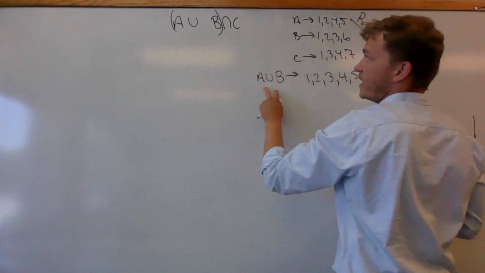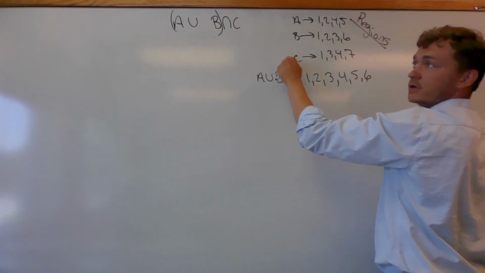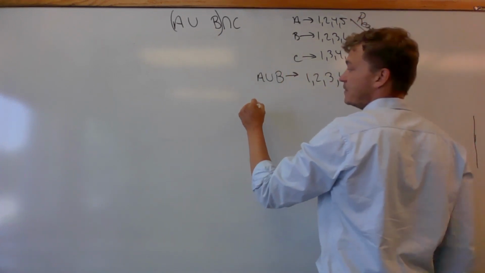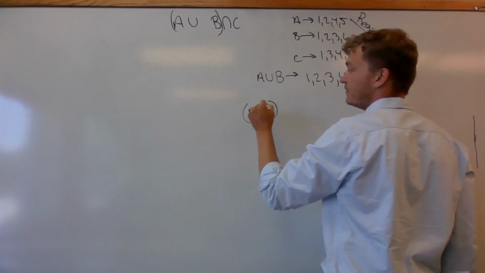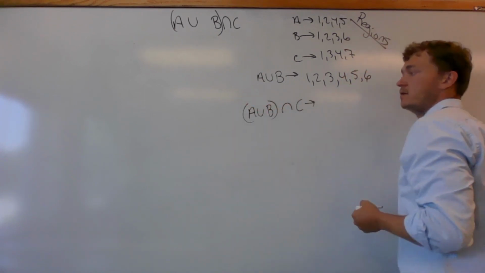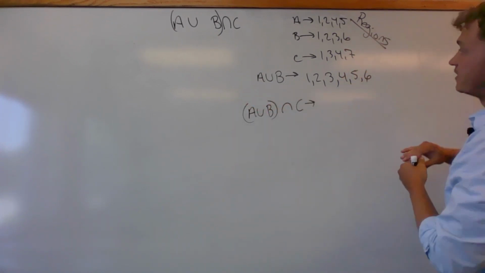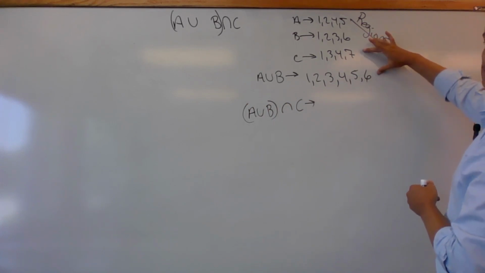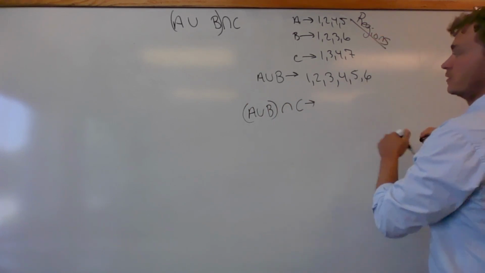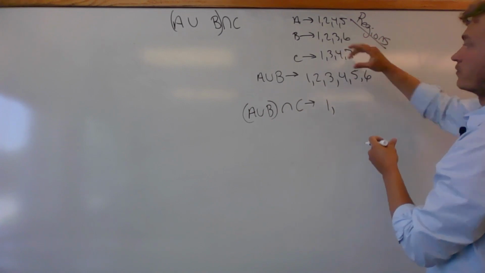Now for A union B, we want to determine what is the same in C. We now find the intersection between A union B and C. So we're looking at these two. What are the same elements or regions? 1, 3, 4.